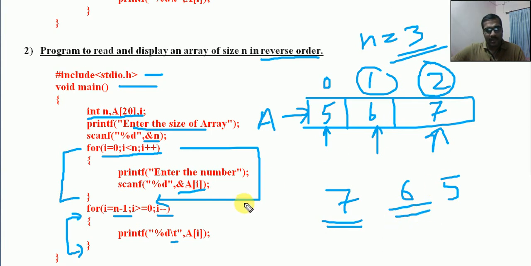Now similarly, next iteration again i will be decremented by 1. Now what will be the value of i? Again minus 1. It will become 0.